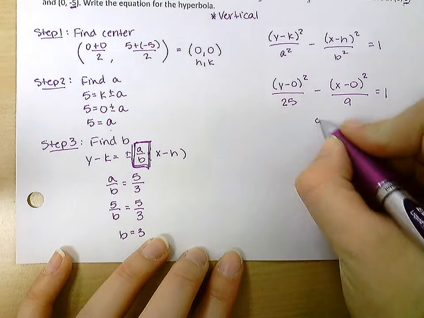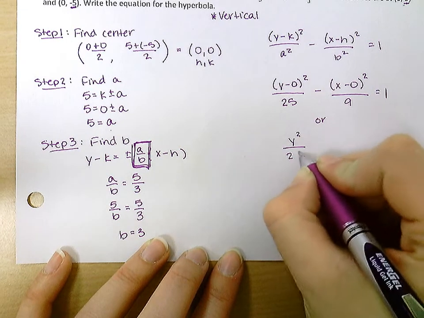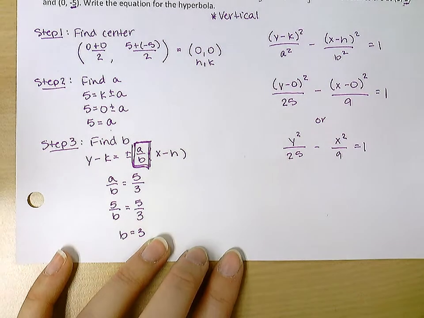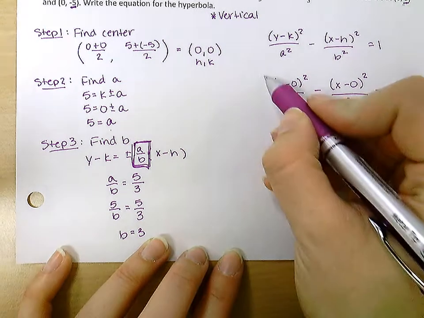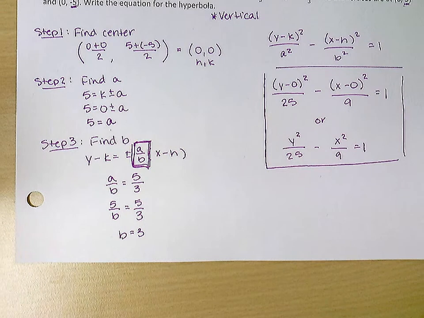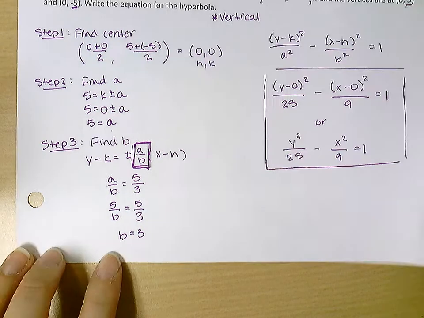So again, you can leave it like this, or we can write it as y squared over 25 minus x squared over 9 equals 1. Okay, so those are your two different answers there. Okay, questions on example 2? All right, we're gonna go to the back then.